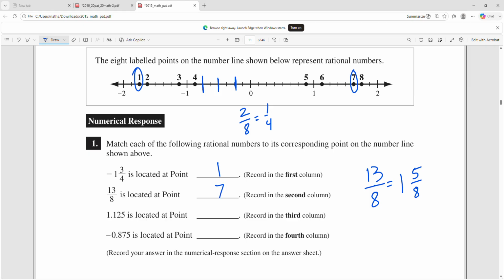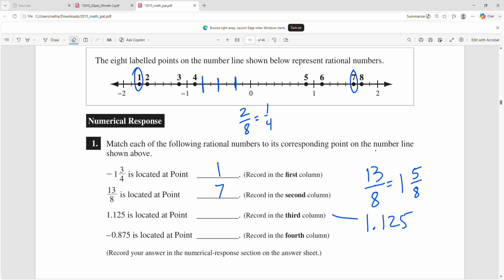1.125 is located at which point? We have a decimal on this one. We're going to want to see what that is as a fraction. Now what's the easiest way? We know all the points above are on one of these lines, and each of these little marks is an eighth, as we said. So 1.125 is just a little bit more than 1. We only have one dot on the line that's just a little bit more than 1. So I'm already pretty confident that's my answer.